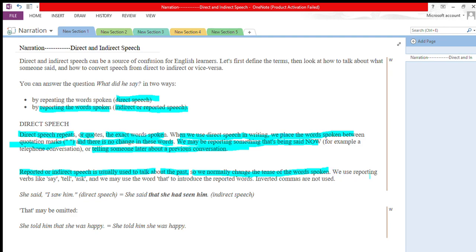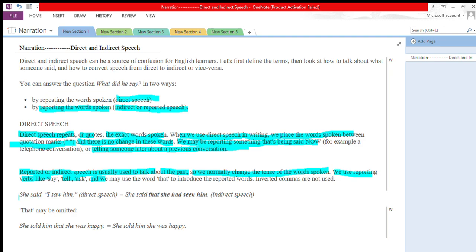We use reporting verbs like say, tell, ask. And remember, when you are using verbs like say or says, tells or tell, ask or asks, then you are not going to change the tense. If you are using said, told or asked, then you are going to change the tense.